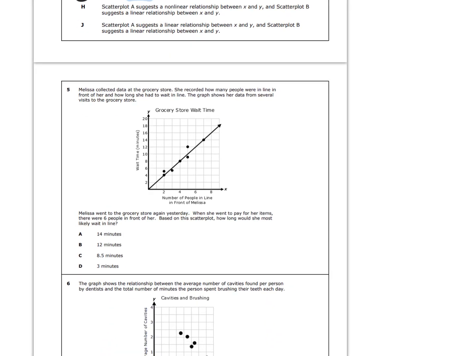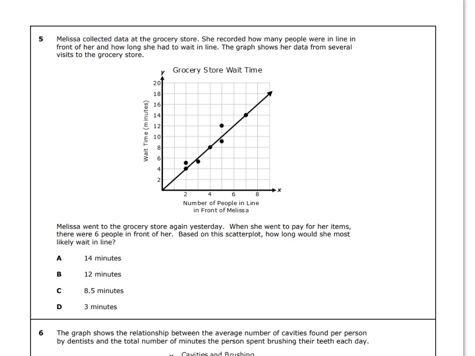Okay, number 5. Now we're getting to predicting some values based on the data in the line. Okay, so Melissa collected data, and then she recorded how many people were in front of her and how long she had to wait at different times. Okay, she went again to the grocery store, and she had to wait because there were 6 people in front of her. So people is down here. So I'm going to go to 6 people and just draw up till I hit the line. And once I hit the line, I'm going to draw over, and that value is 12.